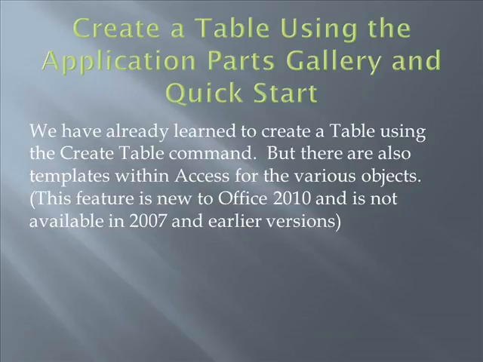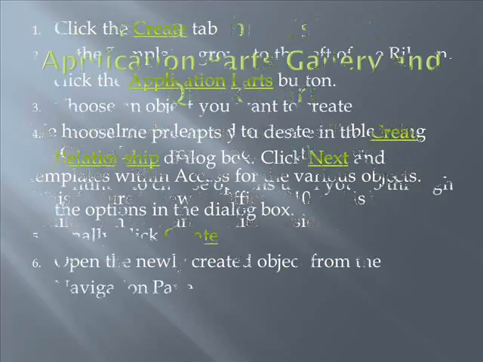The application parts gallery and quick start are kind of like little templates within Access for various objects. This feature is new to Office 2010 and is not available in older versions of Access, but it's a real nice little way to quickly create some commonly used database objects.